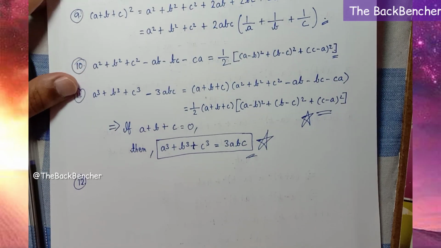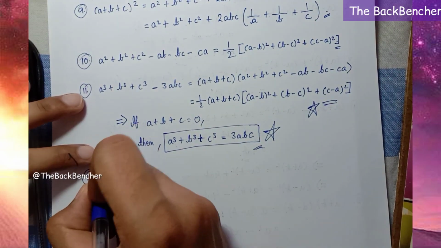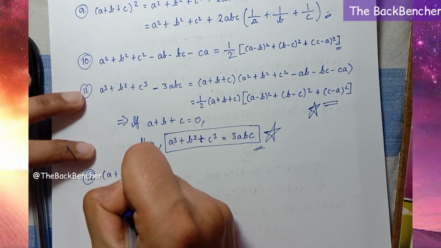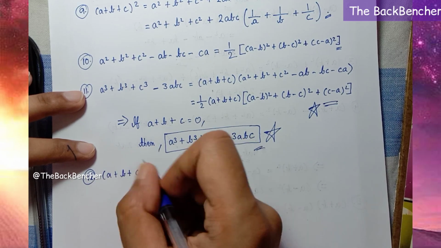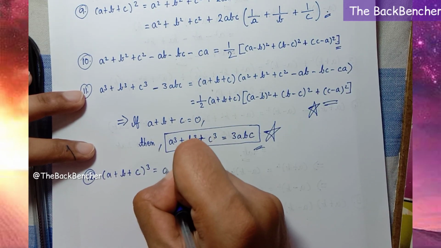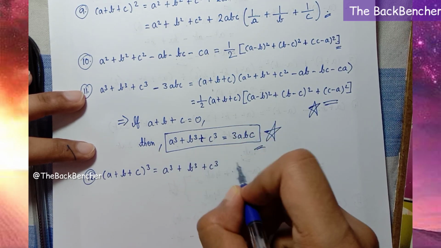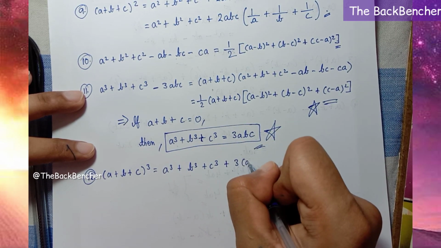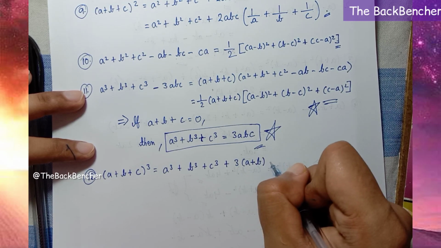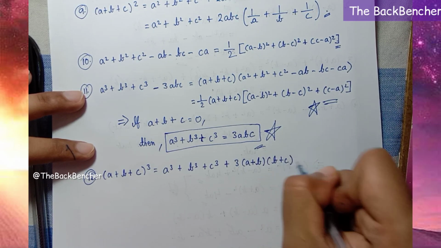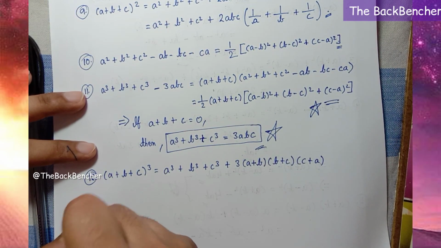Now moving on to the 12th equation, that is a plus b plus c whole cube. That is a cube plus b cube plus c cube plus 3 times a plus b, b plus c, and c plus a. This is also a very common identity.